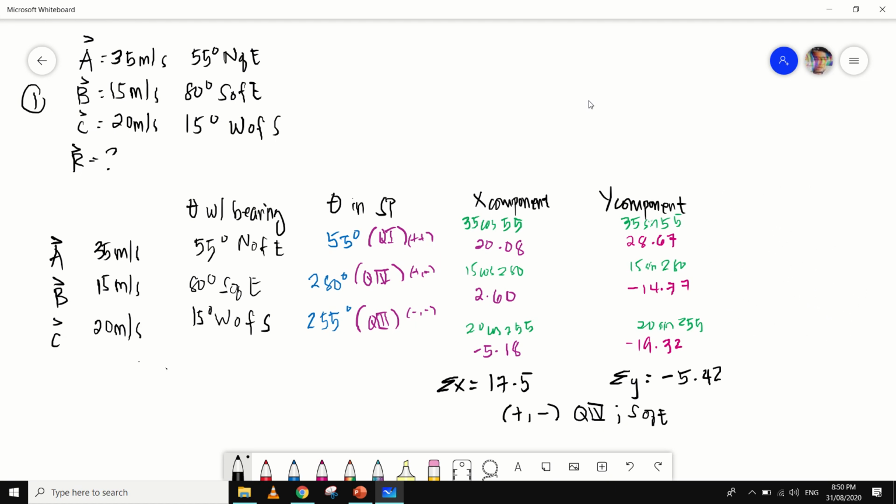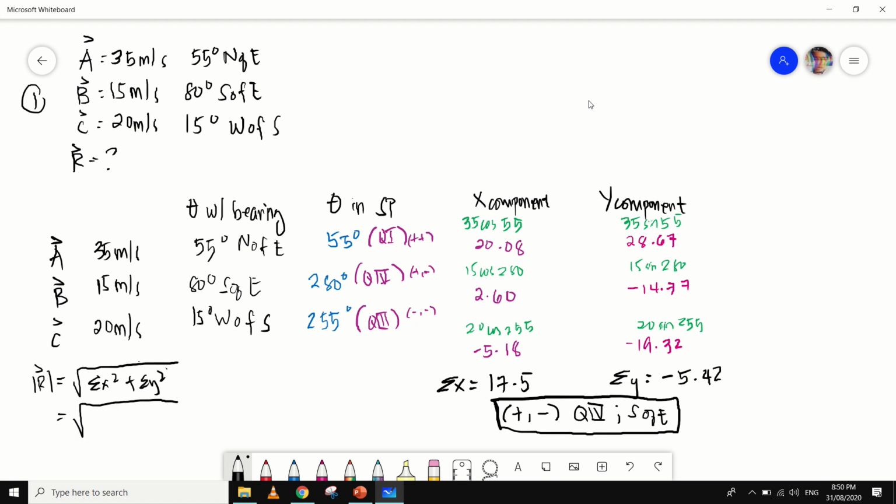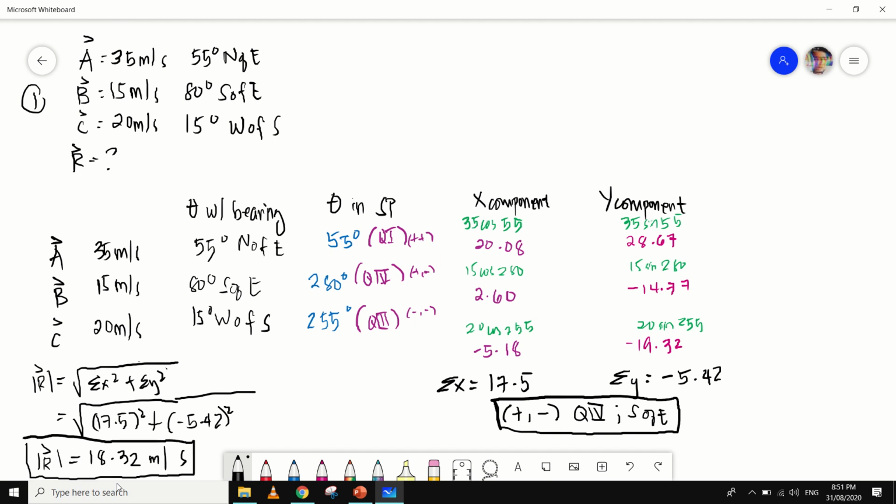So, going back, so let's check. We know that this value should be correct kasi ito na dapat yung pupuntahan ng direction or ng angle natin. So, before we proceed with that one, let's first solve for the resultant vector. So, solving for the resultant vector, magnitude of the resultant vector is equal to the square root of summation of x squared plus summation of y squared. So, you have 17.5 squared plus negative 5.42 squared. You'll be getting a value of, 2 decimal places po ulit tayo, 18.32. And then the unit is meter per second. So, there you have it. You have the magnitude of the resultant vector, which is 18.32 meters per second.